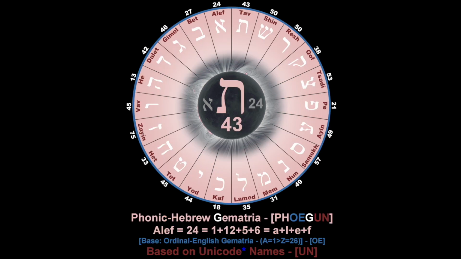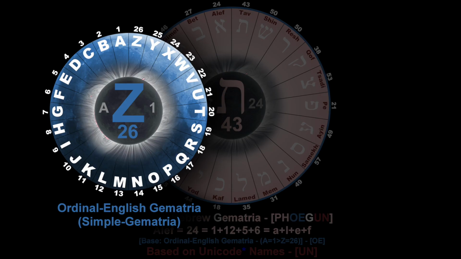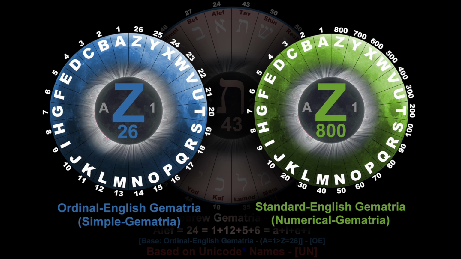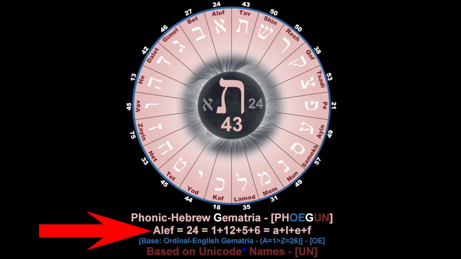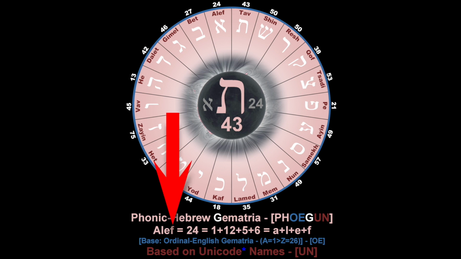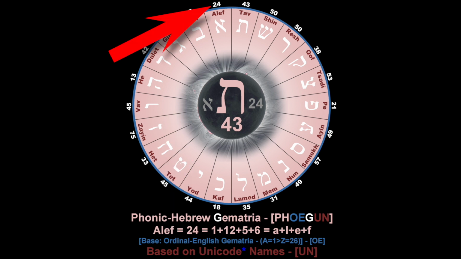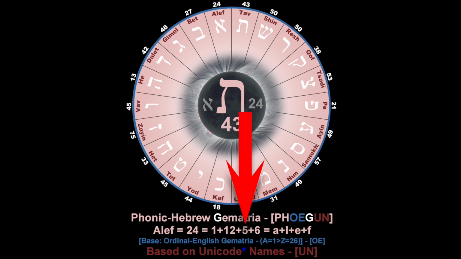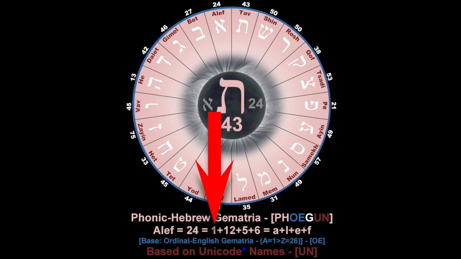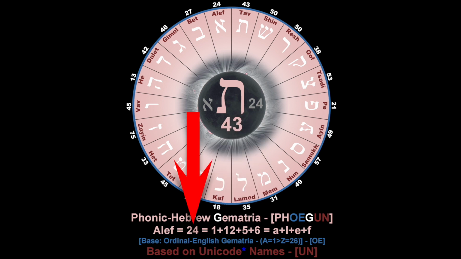The next system is phonic Hebrew Gematria, which is based on the ordinal English or standard English values rather than the Hebrew values, which means we have to use the English spelling for each letter. The English spelling is based on the Unicode spelling for each Hebrew letter, which means that Aleph is spelt with an F rather than a PH at the end. Using ordinal values, Aleph has a value of 24. Since A has a value of 1, L has a value of 12, E has a value of 5, and F has a value of 6. 1 plus 12 plus 5 plus 6 equals 24.